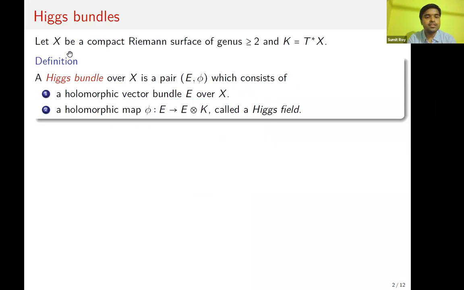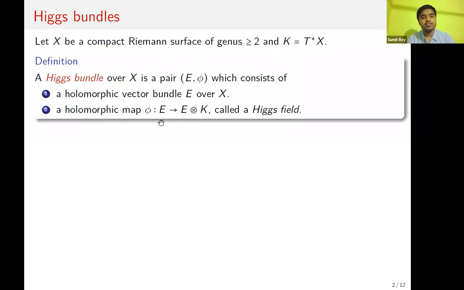So let X be a compact Riemann surface of genus greater than or equal to 2. And let K be the cotangent bundle, that is, the canonical bundle in case of curves. A Higgs bundle over X is a pair (E, phi) where E is a holomorphic vector bundle and phi is a morphism from E to E tensor K, which is called a Higgs field. Also, you can think about this phi as a section of the endomorphism bundle of E with values in K. Okay.